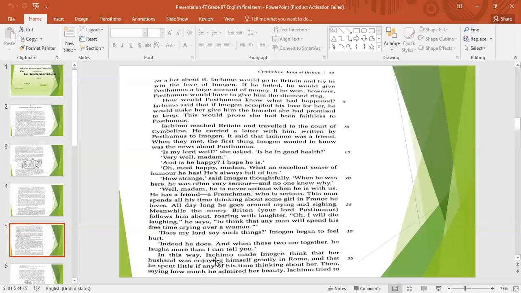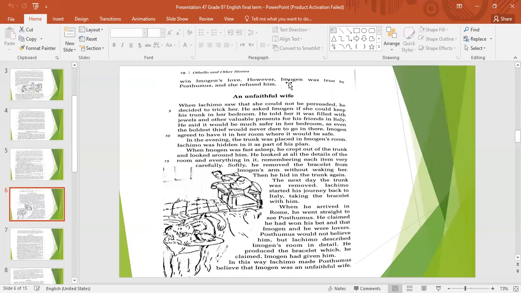In this way, Iachimo made Imogen think that her husband was enjoying himself greatly in Rome, and that he spent little, if any, of his time thinking about her. Then, saying how much he admired her beauty, Iachimo tried to win Imogen's love. However, Imogen was true to Posthumus, and she refused him. When Iachimo saw that she could not be persuaded, he decided to trick her. Now he will deceive her.